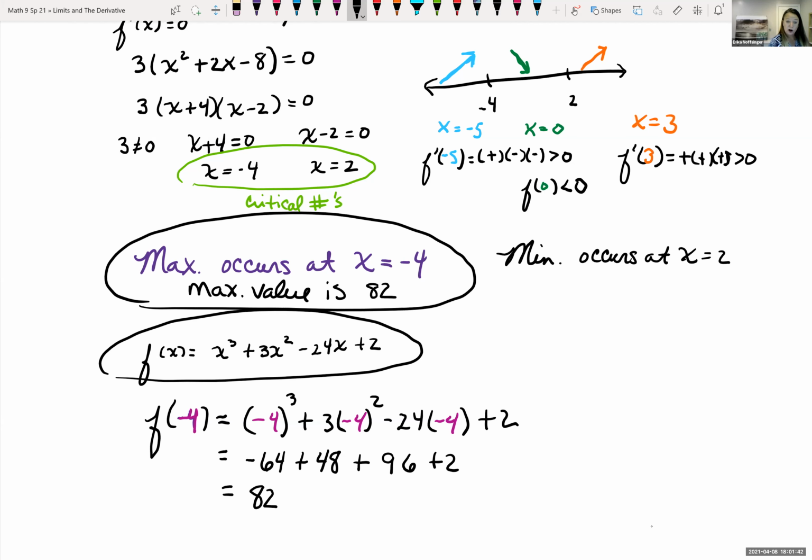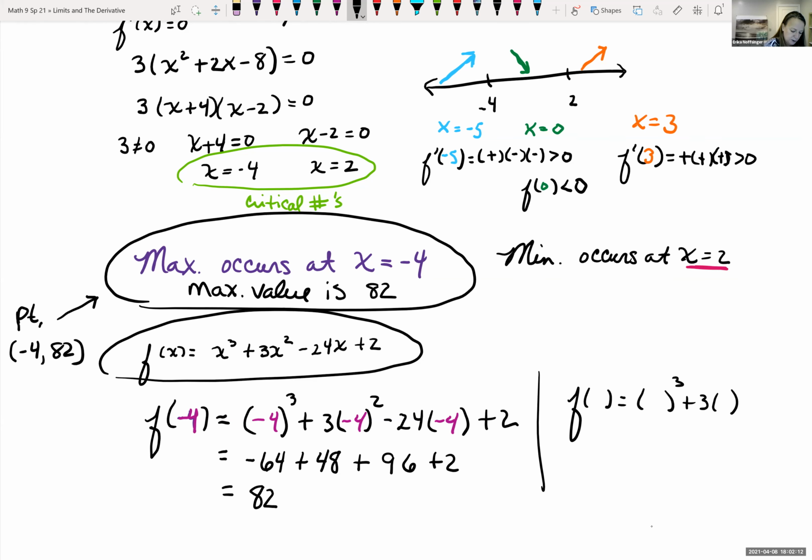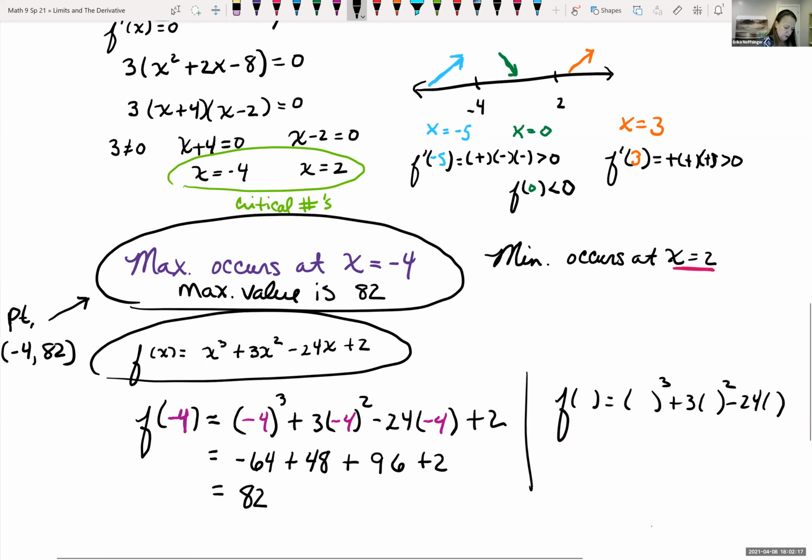So if they had asked where the point occurs, the point on the graph, right, the x value is -4, y value is 82. And then the last thing we want to look at is, what is the y value when x is 2? So let's go in and plug in 2 wherever we see an x. So f of 2 is 2 cubed plus 3 times 2 squared minus 24 times 2 plus 2.